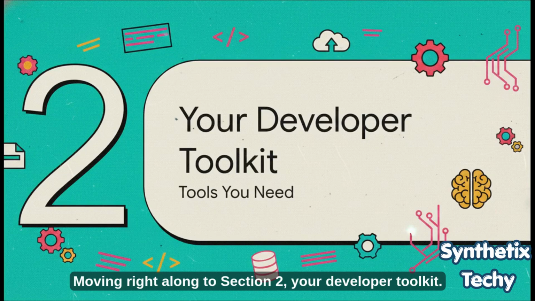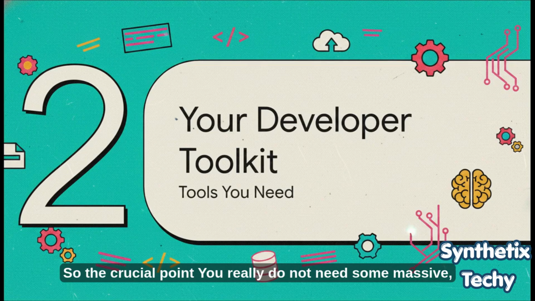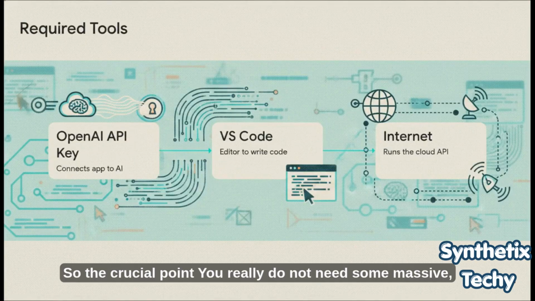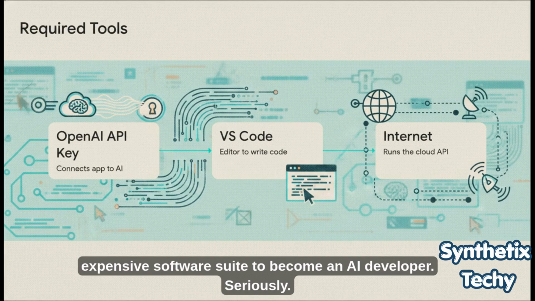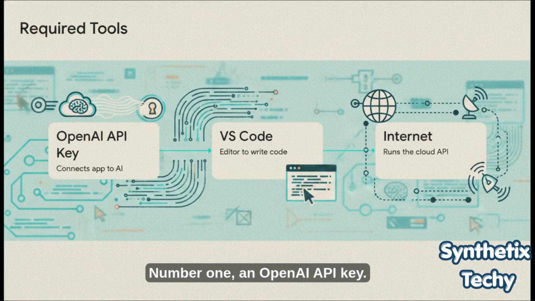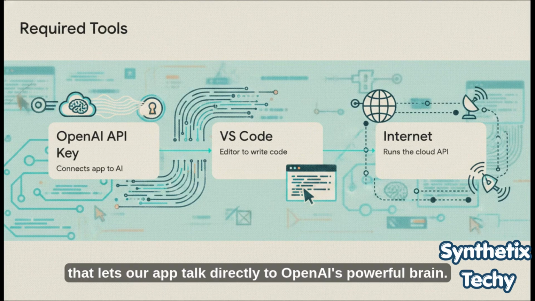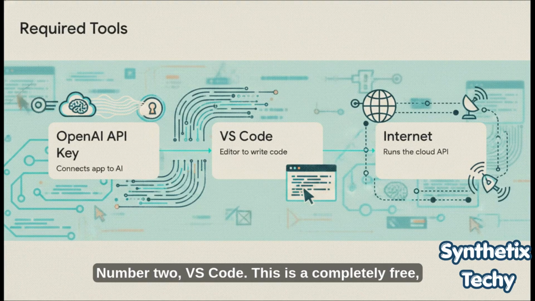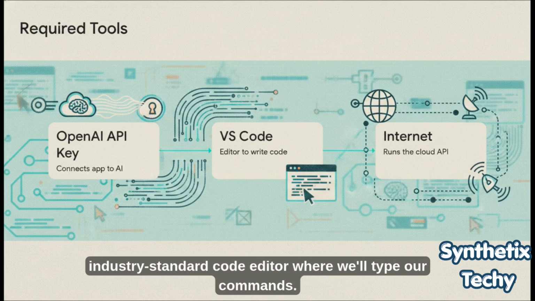Moving right along to Section 2, your developer toolkit. Time to gather our gear. So the crucial point is, you really do not need some massive, expensive software suite to become an AI developer. Seriously. In fact, you only need 3 basic things. Number 1, an OpenAI API key. Think of this as the magic password that lets our app talk directly to OpenAI's powerful brain. Number 2, VS Code. This is a completely free, industry-standard code editor where we'll type our commands.